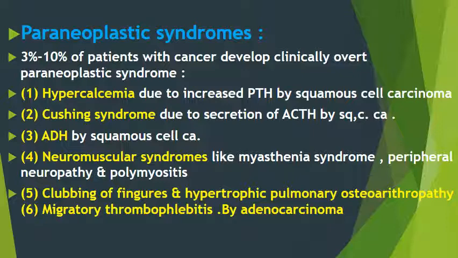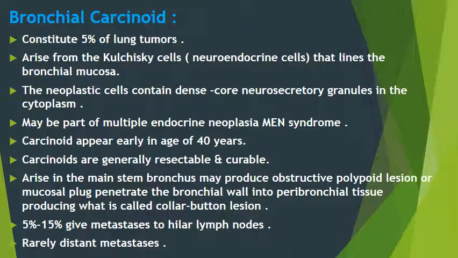Neuromuscular syndromes such as myasthenia gravis, peripheral neuropathy, and polymyositis might be seen in lung cancer. Clubbing of the fingers, hypertrophic pulmonary osteoarthropathy, and migratory thrombophlebitis, inflammation of the vein, can be seen in adenocarcinoma. We are done with the lung cancer.